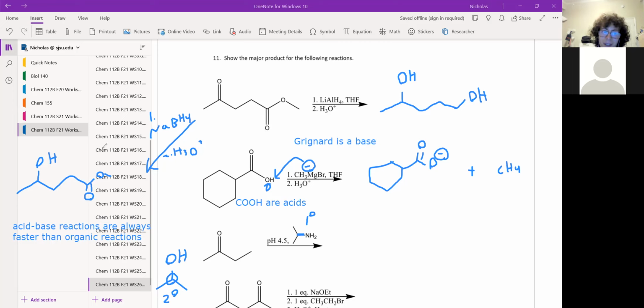And if it was secondary, it would form an enamine, yeah. So if it's primary or if it's NH3, you get an imine. And then if it's secondary, you get an enamine. Remember, an imine has a carbon-nitrogen double bond like this, and then just whatever else was attached.